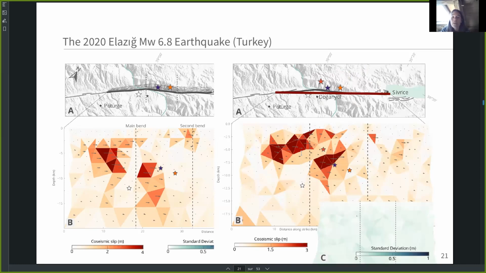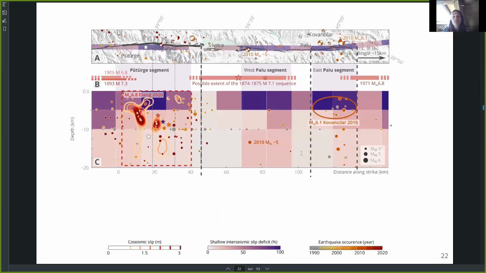The next thing we can do is to compare this coseismic slip model to the interseismic slip deficit that has been inferred by Quentin and to the historical ruptures over the last century. That's what you can see here. In A, you have a map view of the East Anatolian fault. Here is the fault that ruptured during the last earthquake, and in purple, you have the shallow interseismic coupling. In B, the extent of the historical ruptures is shown.